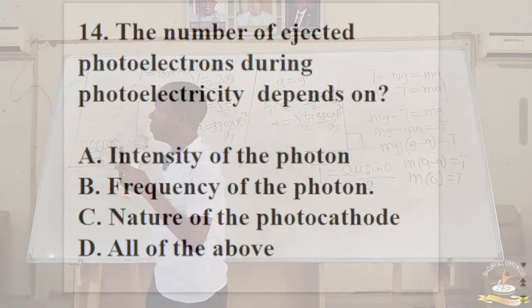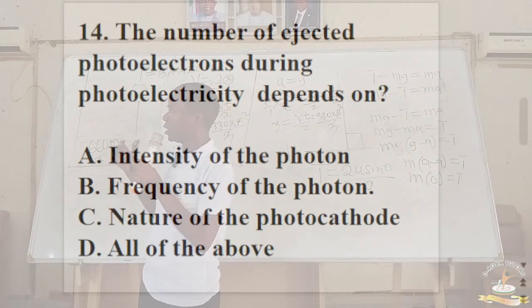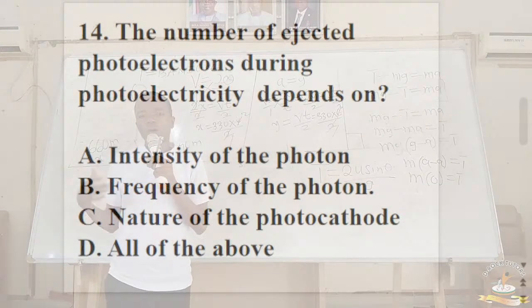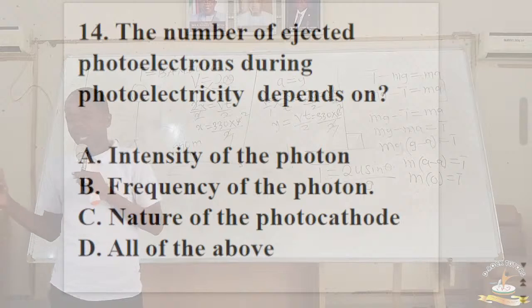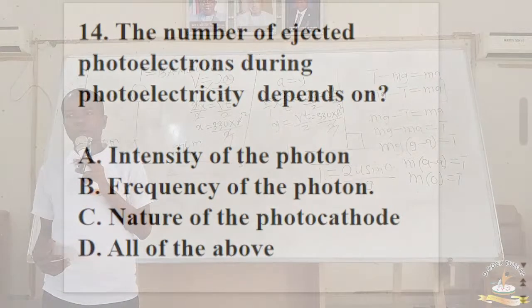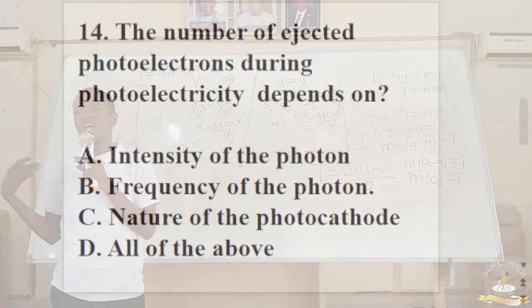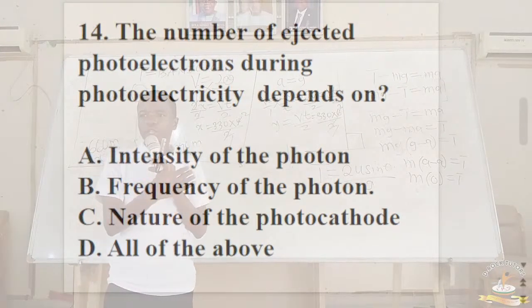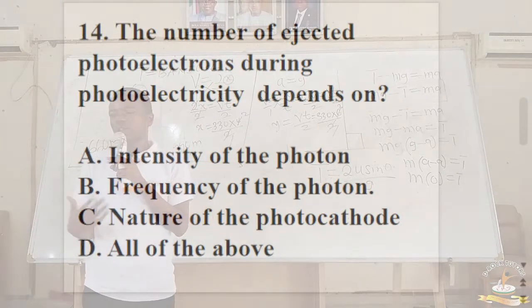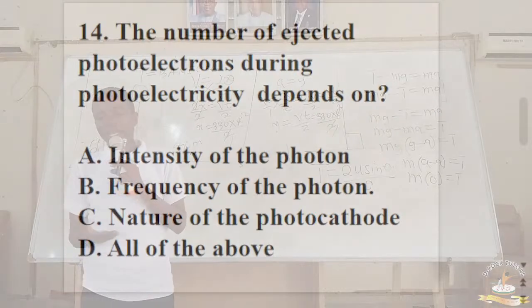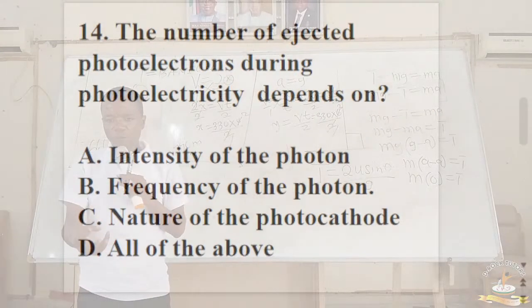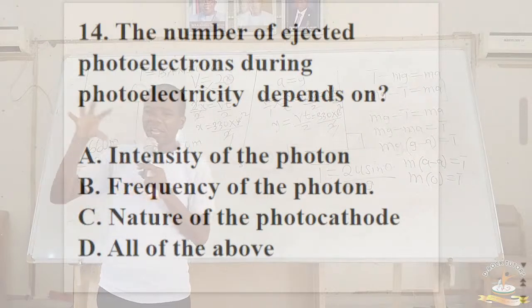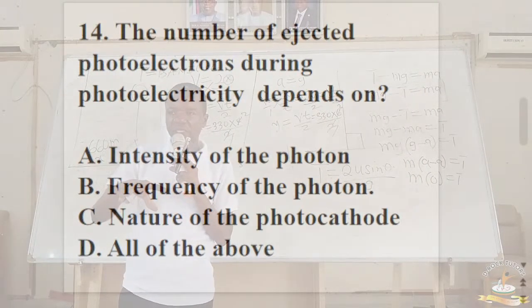Okay, the number of ejected photoelectrons during photoelectricity depends on that. Now we know there is a particular phenomenon in physics called photoelectricity. At times, it is also called photoelectric effect. It is a phenomenon whereby electrons are ejected from the surface of a suitable metal when light is incident on it.